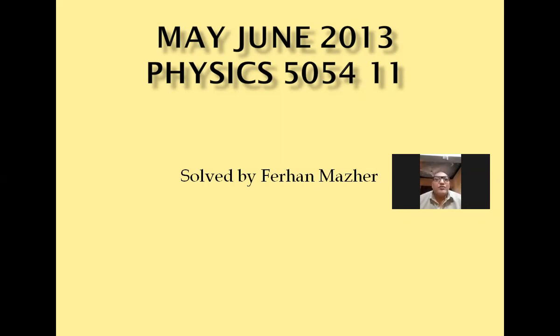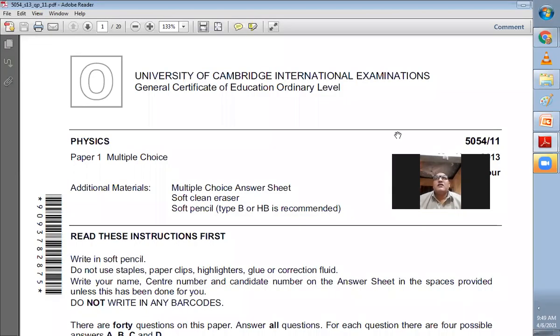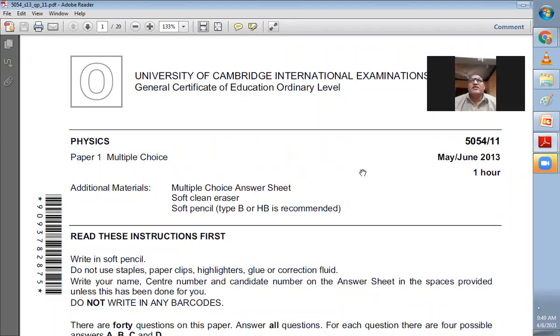And today we have set our hearts to solve the May June 2013 Paper 1. It's an MCQ paper, and it belongs to Zone 1. So let's start this paper, and hopefully you will be able to understand it. The paper we are doing is May June 2013 Paper 1. It's an MCQ paper. The time duration is 1 hour. There will be 40 MCQs. You have to attempt all of them.